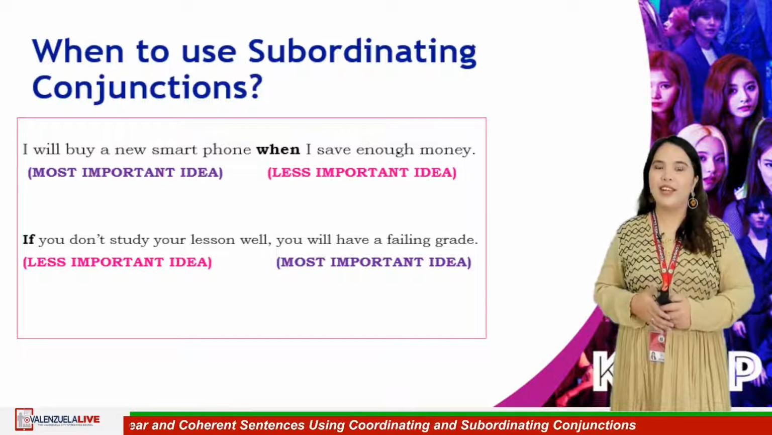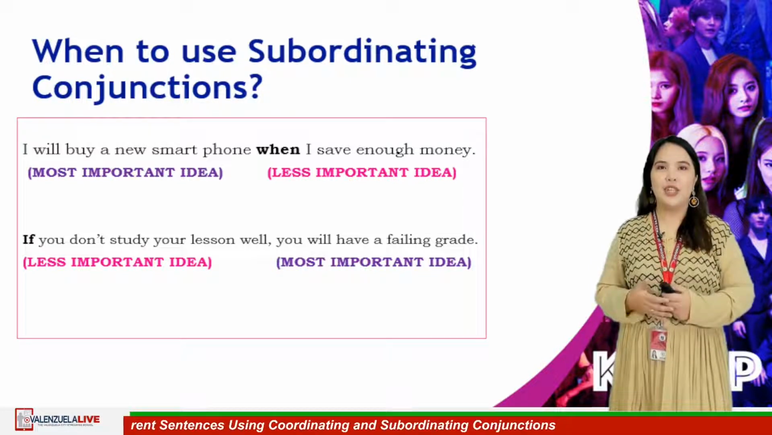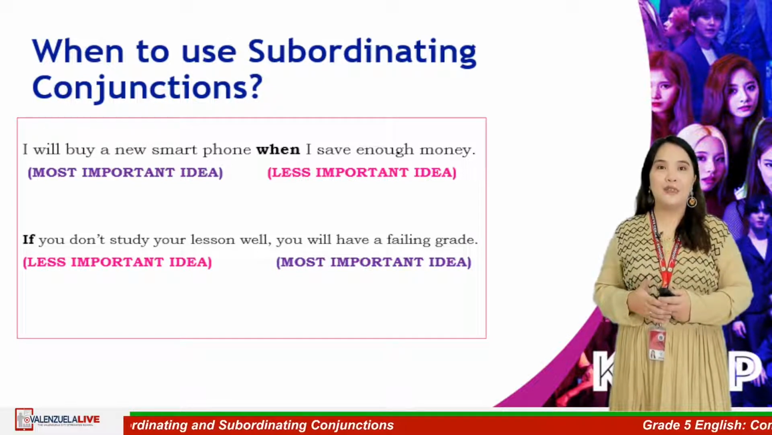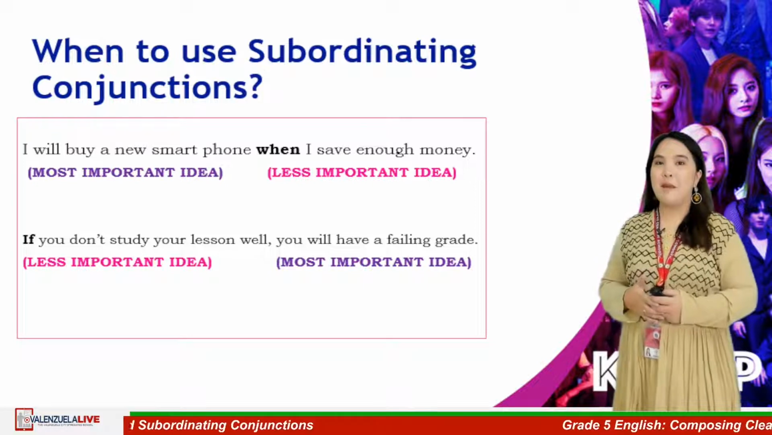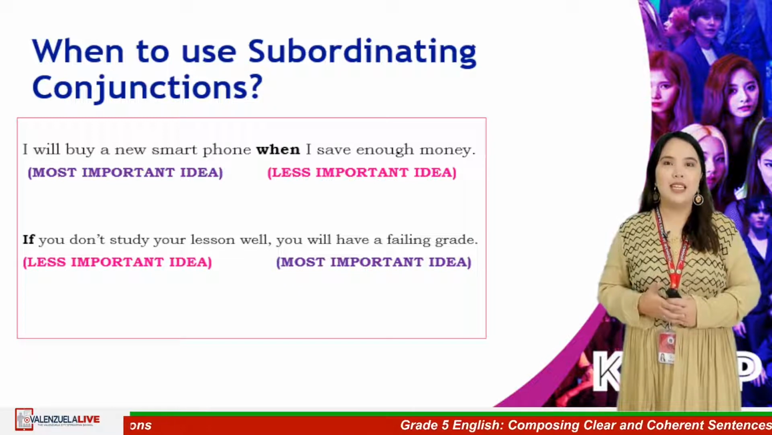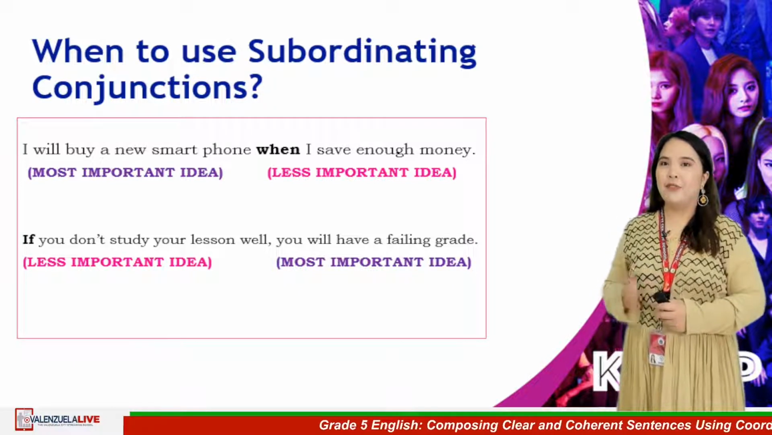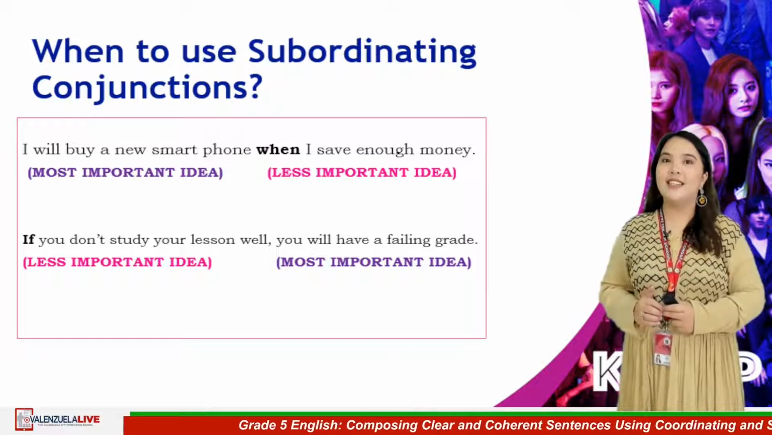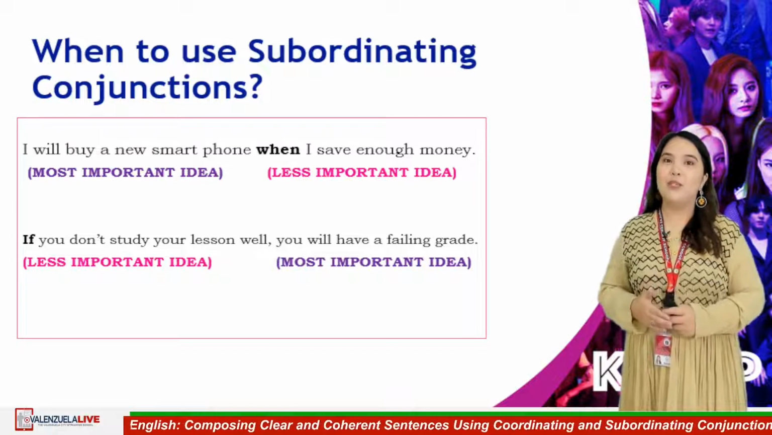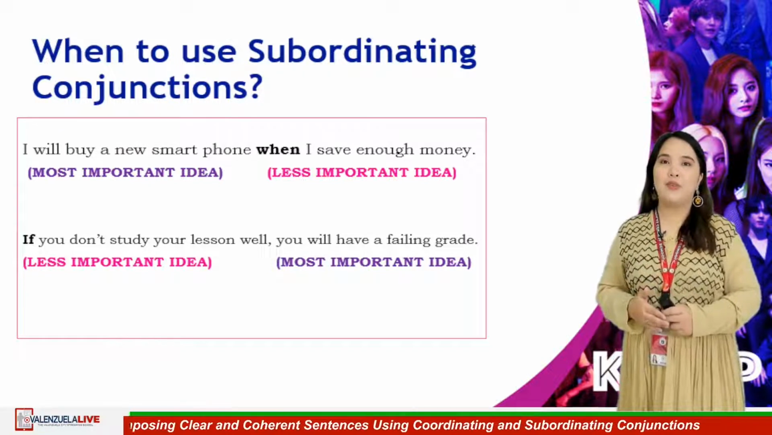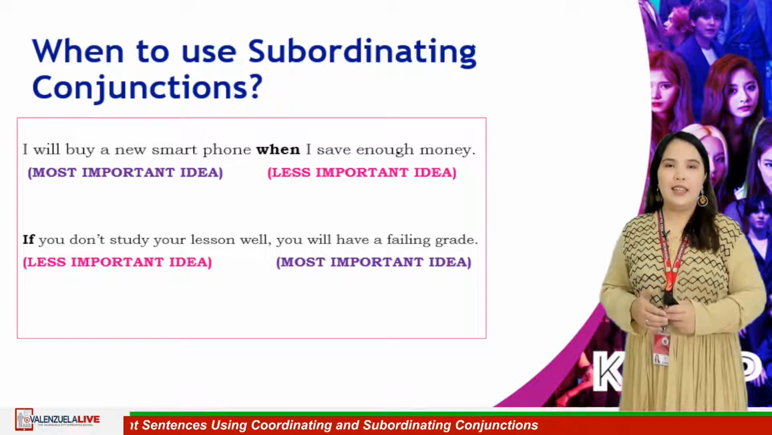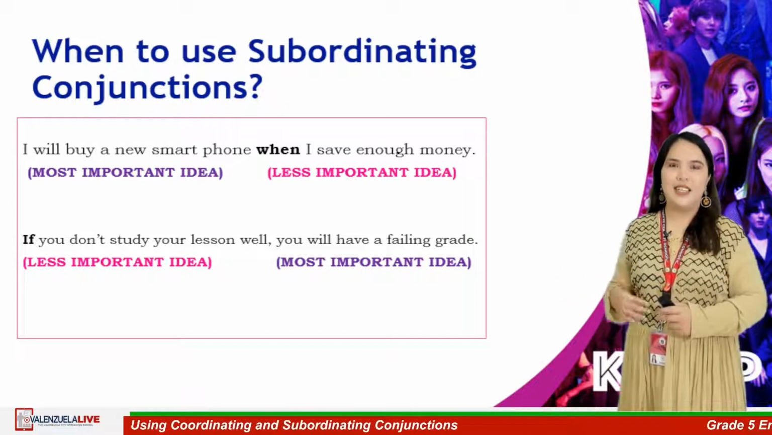When to use subordinating conjunctions? Like mentioned a while ago, a subordinating conjunction joins clauses which are not of equal importance. So let's have example number 1. I will buy a new smartphone when I save enough money. So we have two ideas presented. The first is the most important and the second is the lesser important idea. For the most important idea, we have I will buy a new smartphone, and for the lesser important, we have when I save money. The subordinating conjunction joins the most important idea to the less important idea.